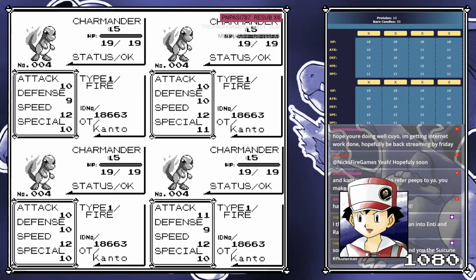Animated sprites, bro? Are you kidding me? Those animated sprites gave me life.